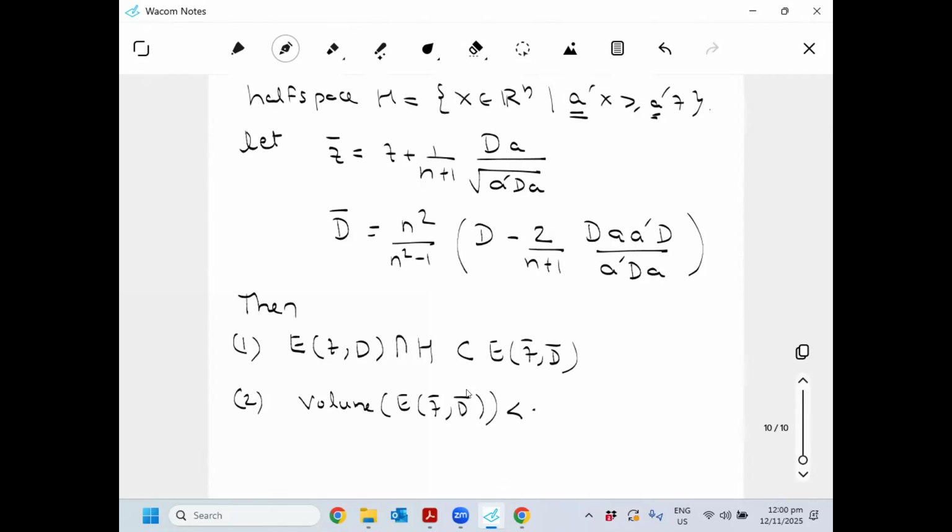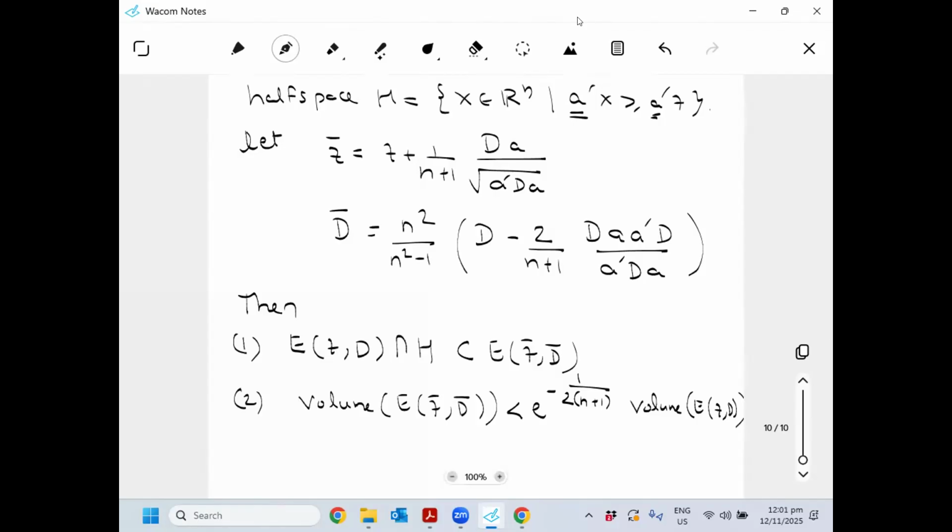is e to the power minus 1 by 2 into n plus 1 times the volume of the original ellipsoid. There's a formula for this, so let me just write it down. Okay, so there is a drop in the volume.